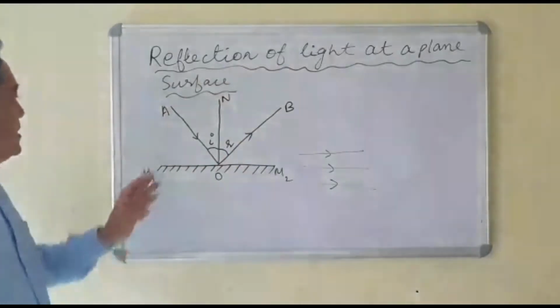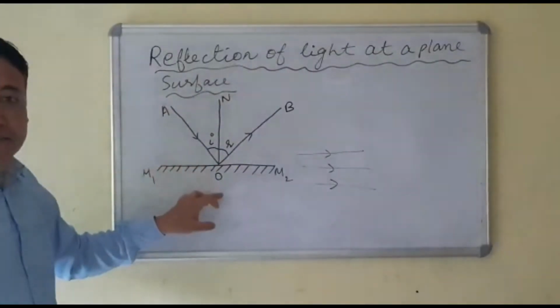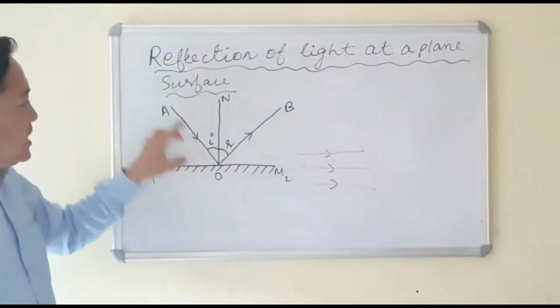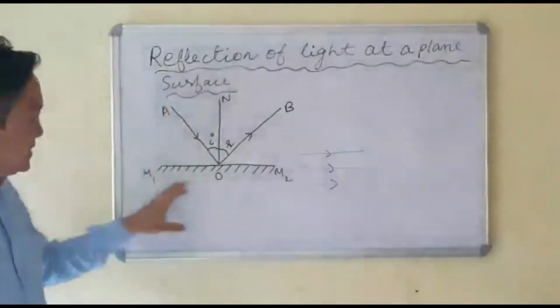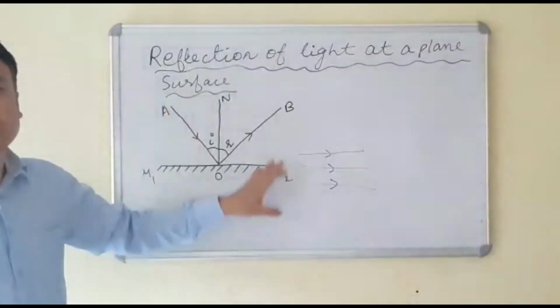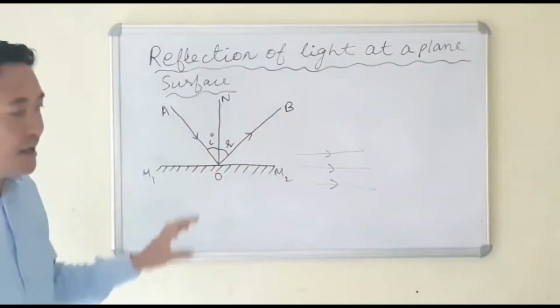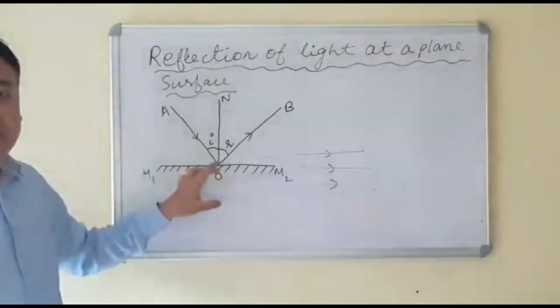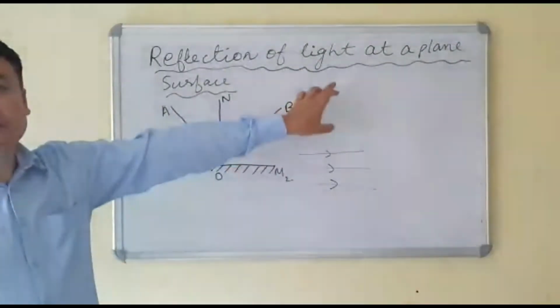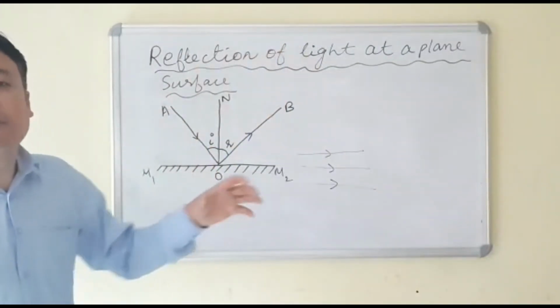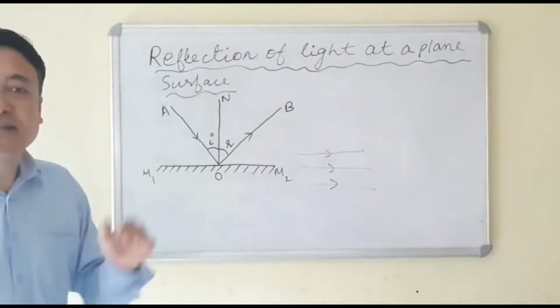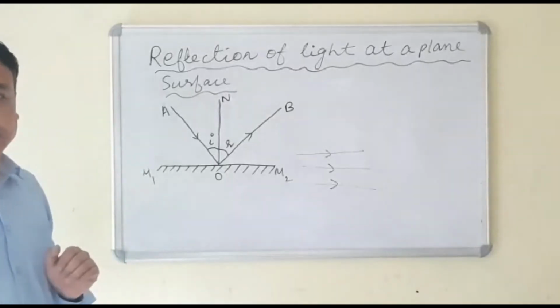You know that. So AO is the ray of light coming from a source, and it falls on the reflecting surface. M1, M2 is the reflecting surface, considered as a plane mirror, and when it strikes that plane mirror, the ray of light will go back to the same medium. This phenomenon of bouncing back of light we call reflection of light.